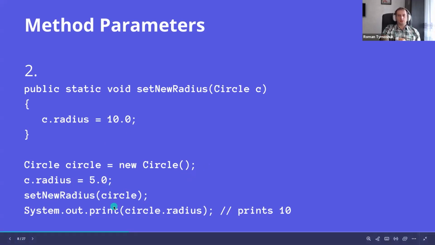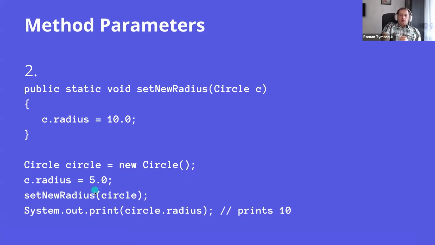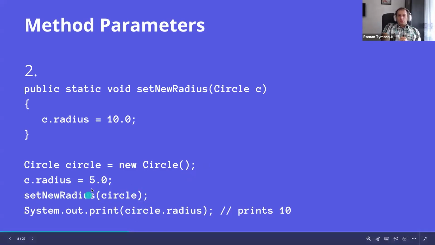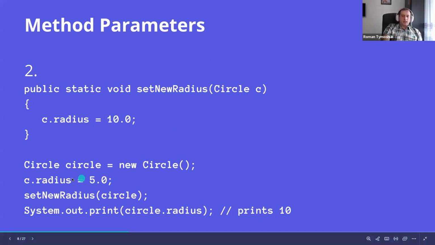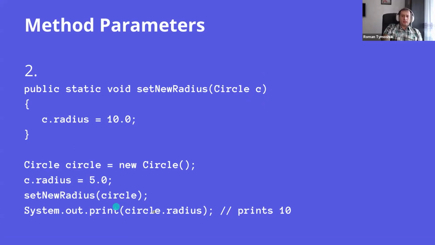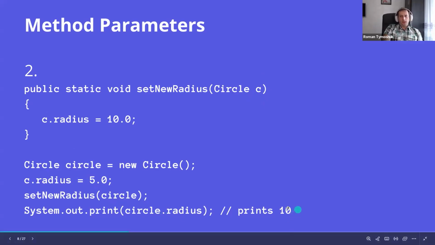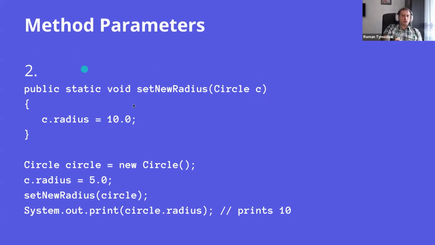Now we are calling set new radius and we are providing the circle object to the argument of this method. So what is going on under the hood? Here we are not creating a new object. It's absolutely the same object with the same address, and we are operating with the same circle. And now we are setting the radius to 10. In the end, as we operated with the same object, it has changed the content of the radius. Now it prints 10.